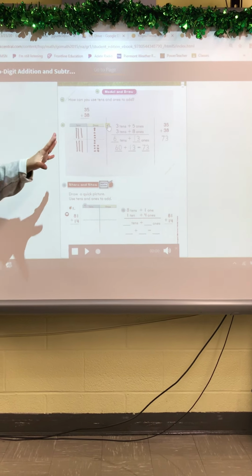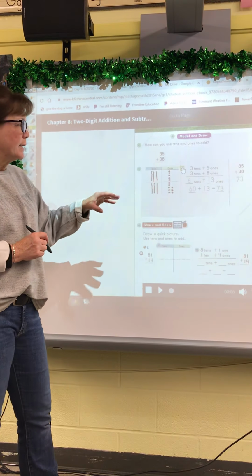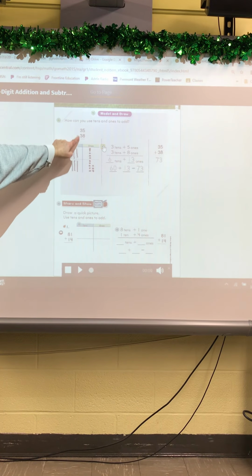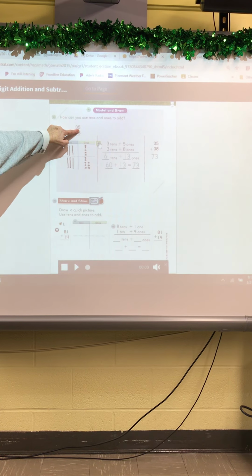Okay, so they just gave you a lot of information there. Let's go back and look at it and break it down. The 3 tens and the 3 tens: these numbers both have 3's in the tens place. This number has a 5 in the ones place.